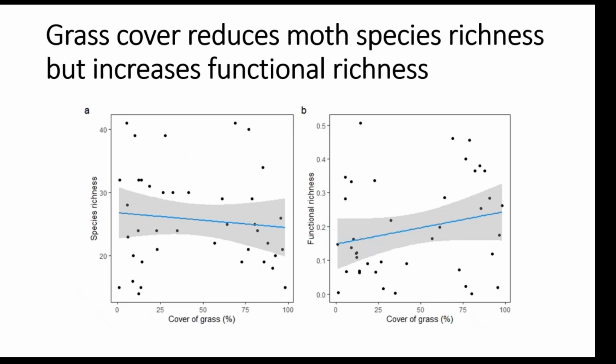And grass cover, it seems to be the enemy of calcareous grasslands, and it does reduce species richness, but at the same time, the functional richness also increased with the cover of grass. So, you know, finding that balance between the 2, do you want more species or would you prefer that niche space to be filled?